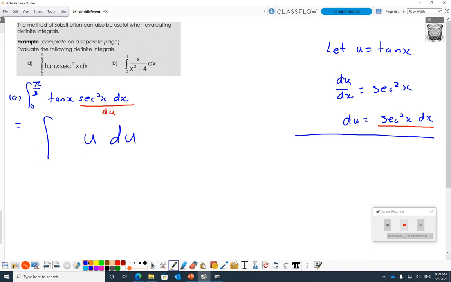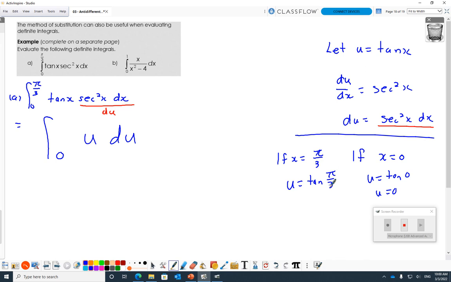That is, if x equals 0, u equals tan 0. So u equals 0. Okay, that's not so bad. 0 is still 0. That's all right. But then if x equals pi over 3, u equals tan of pi over 3. Oh, no.